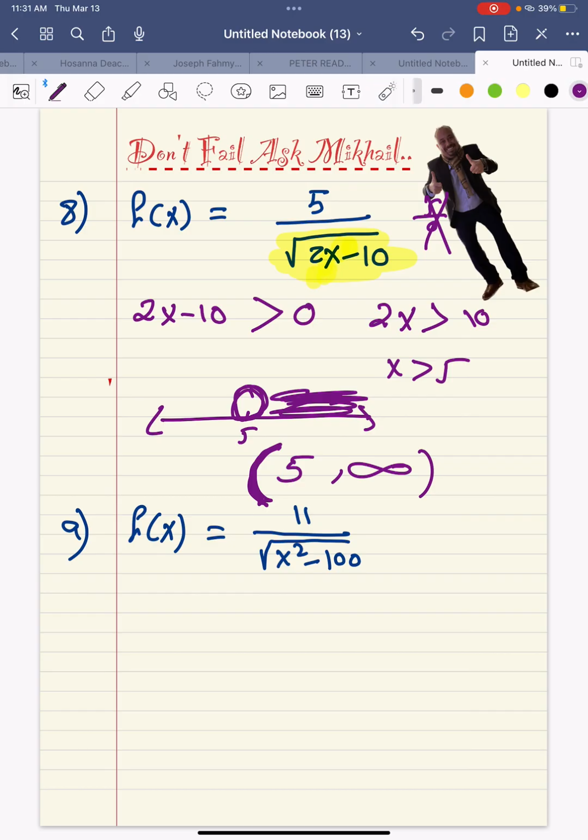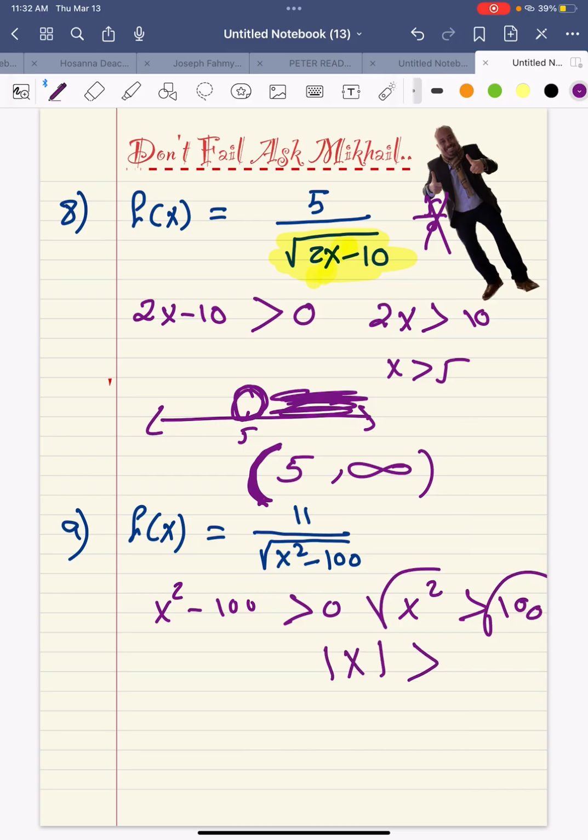Now, how about this? Same thing, I'm going to make x squared minus 100 greater than 0. That means x squared greater than 100, which is absolute value of x, when you take the square root, greater than what? 10. Exactly like the previous example. So x is greater than 10, keep the sign as greater to the positive, and for x you flip the sign to make it the negative 10.